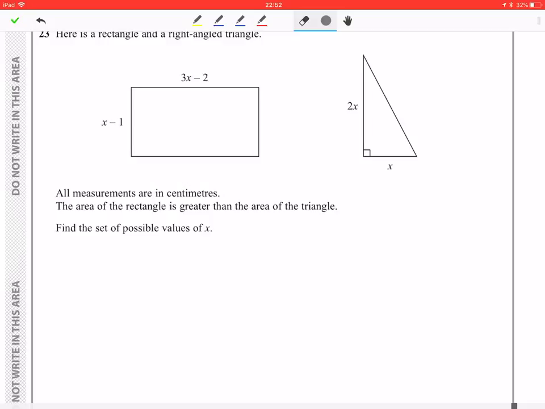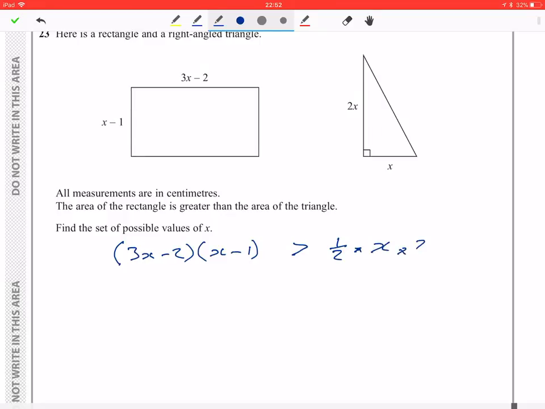So we need expressions for the areas of these two figures, and the left-hand one's greater than the right-hand one. So the left-hand one, length times width for a rectangle, 3x minus 2 multiplied by x minus 1 is greater than the area of this right-angled triangle, which is a half times the base times the height.